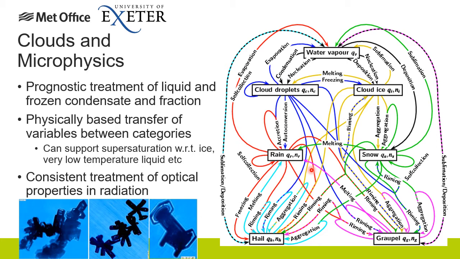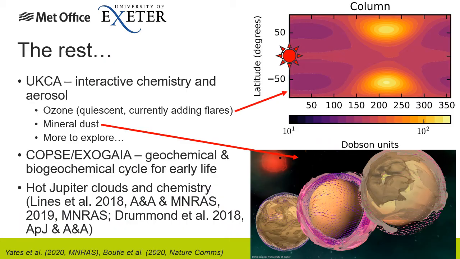And the final thing to say is that there is a consistent treatment of optical properties in the radiation. So there are some pictures of ice crystals here to show how they differ, and that obviously reflects light very differently. And so how the optical properties are calculated is consistent with how all these process rates operate within the microphysics scheme to process the cloud. And then the final thing to talk about is the other kind of stuff that we have going on.